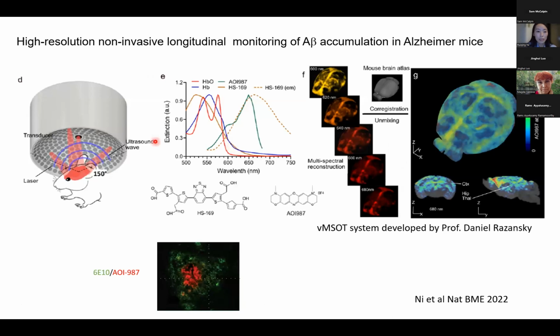So the setup looks like this. We place the mouse under the transducer, and the mouse is injected intravenously with the imaging probe, in this case AOI-987. Afterwards we detect for about 2 hours, observing the wash-in and washout, and then we calculate the retention of the probe and reconstruct the image, and then map it onto the mouse brain atlas, and then do a mixing into the probe channel and the endogenous hemoglobin channel, and do the calculation of volume-based analysis.